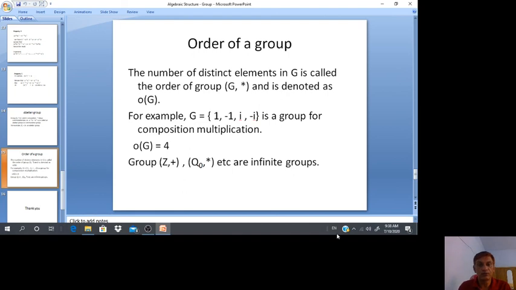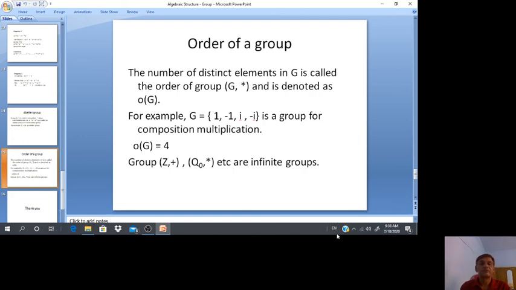Next, we talk about the order of a group. What do we mean by the order of a group? By the order of a group, we mean the number of elements in the set G. For example, consider the set G consisting of the elements 1, -1, i, -i. We see that it is a group for multiplication composition. The number of distinct elements in this set G is 4. This means that the order of G is 4. That is, G is a group of order 4.